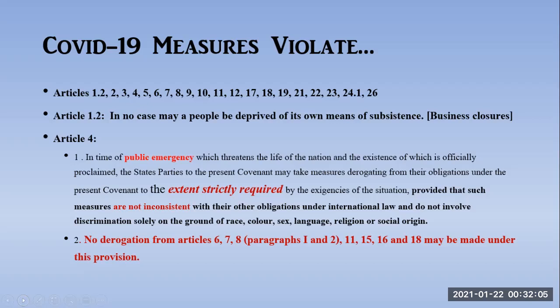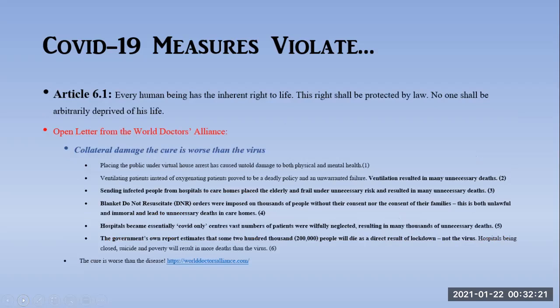That will bind your speech and actions, your expression. Now let's look at, even in the event of a public emergency, the articles that cannot be derogated from. So Article 6.1, every human being has the inherent right to life. This shall be protected by law. No one shall be arbitrarily deprived of his life.